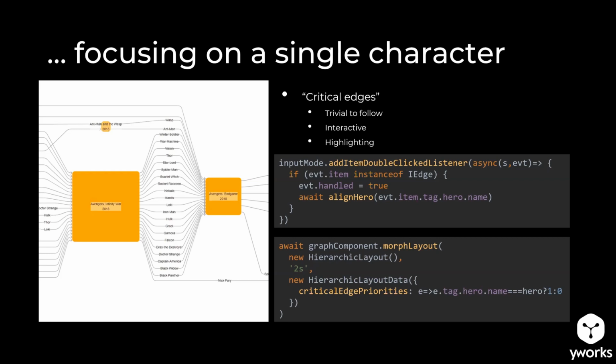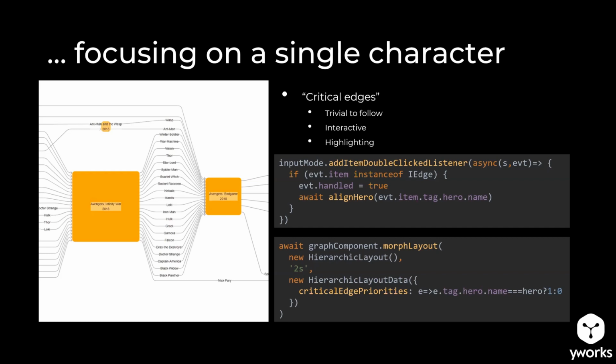In the code, you see that registering code for interacting with the diagram is just as straightforward as the automatic layout. So we add a listener for double clicks, and if the user actually clicked on an edge, we call our layout algorithm that aligns the hero that we just clicked on. And the second part of the second code snippet shows how that works. We do just the same as before.